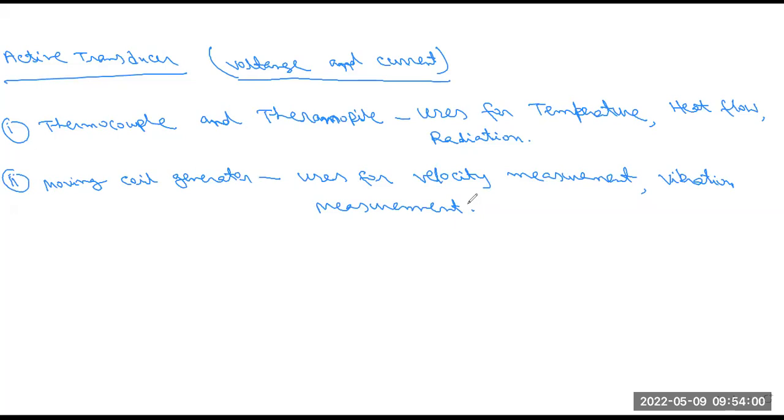When a generator is working, it vibrates. So using this active transducer, you can easily measure vibration. Basically it generates an EMF due to the motion of a coil in a magnetic field. So the moving coil generator is the generation of an electromotive force due to the motion of the coil in the magnetic field.